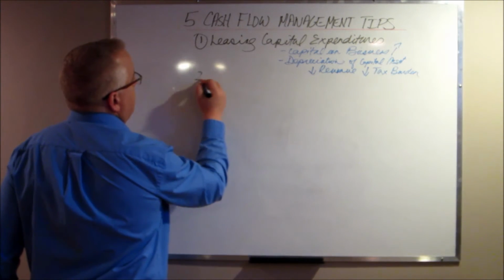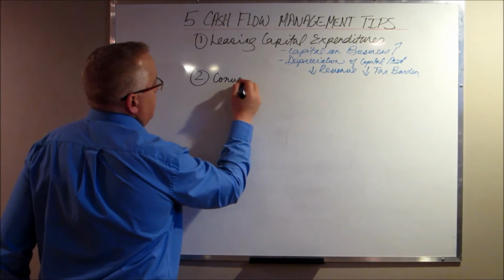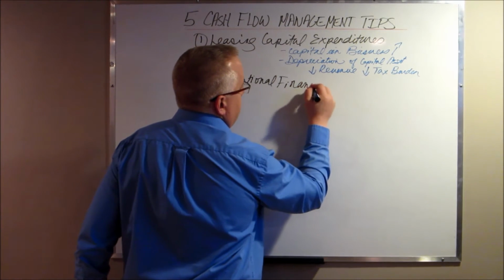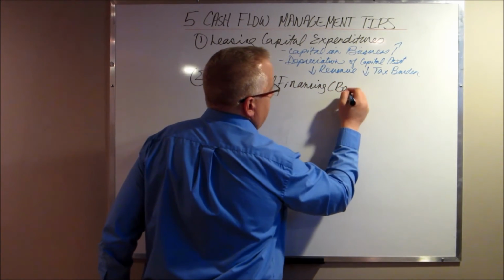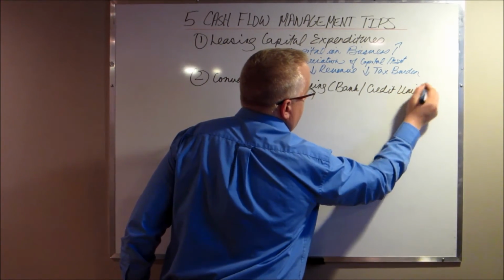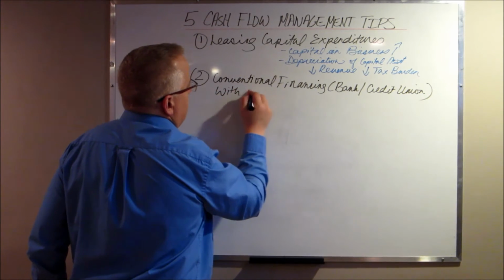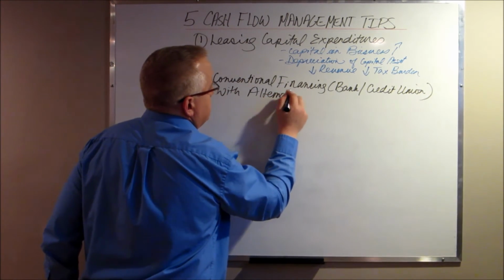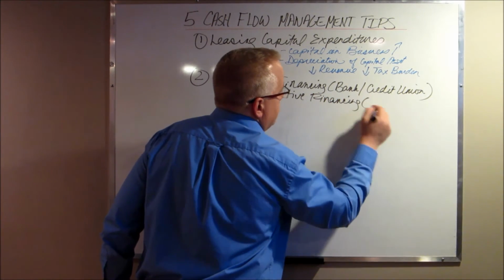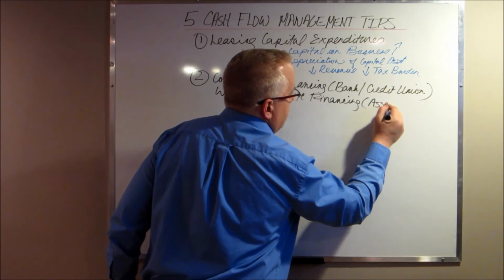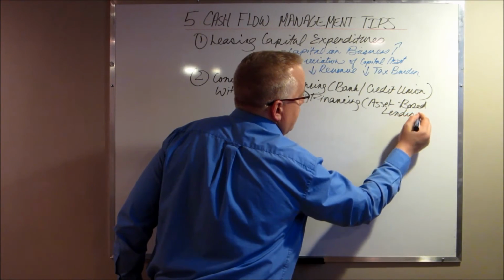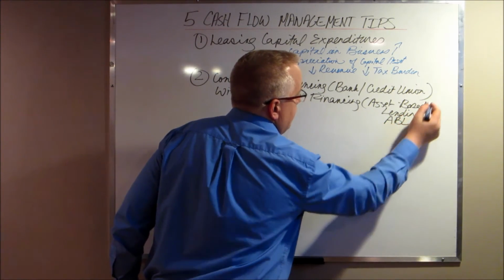The second thing I want you to do is I want you to combine conventional financing, which is a bank and a credit union, with alternative financing. And this is asset-based lending, okay? ABL.